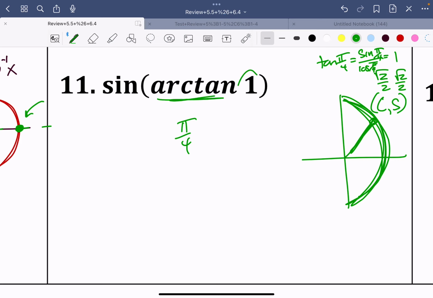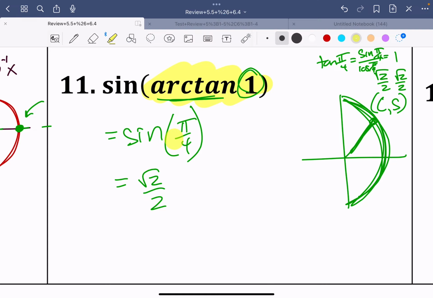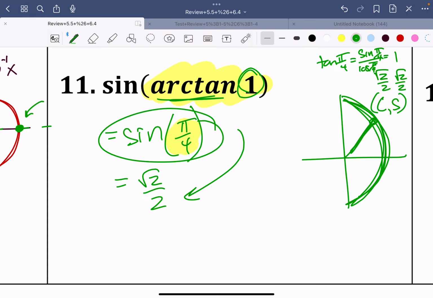So if you undo 1, you get back pi over 4, but you know that the sine of pi over 4 is just the square root of 2 over 2. So again, we did the inside to get an angle, and then we had a brand new problem. We took the sine of this, and we got square root of 2 over 2.